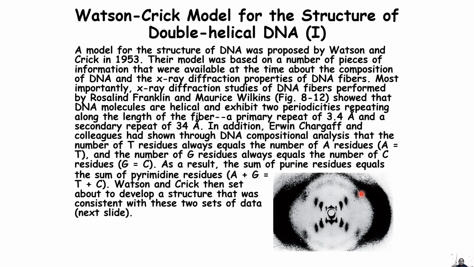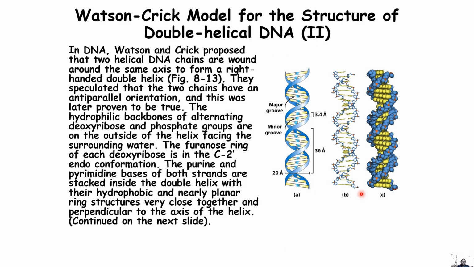Rosalind Franklin's X-ray diffraction data showed that DNA molecules are helical and exhibit two periodicities repeating along the length of the fiber, a primary repeat of 3.4 angstroms and a secondary repeat of 34 angstroms. In addition, Erwin Chargaff and colleagues had shown through DNA composition analysis that the number of T residues always equals the number of A residues. As a result, the sum of the purine residues equals the sum of the pyrimidine residues. So Watson and Crick then set about to develop a structure that was consistent with these two sets of data. They proposed that the two helical DNA chains are wound around the same axis to form a right-handed double helix. They speculated that the two chains have an anti-parallel orientation, and this was later proven to be true.